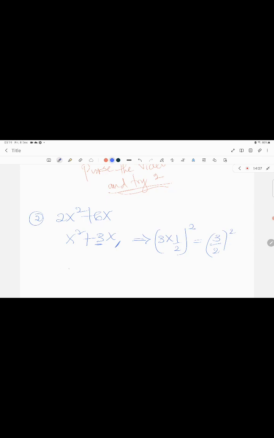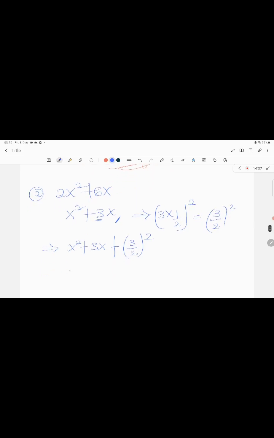So this becomes x squared plus 3x plus the new value which we want to add to it to make it a perfect square, 3 over 2 squared. So the final answer of this becomes x plus 3 over 2 squared. Now a perfect square.